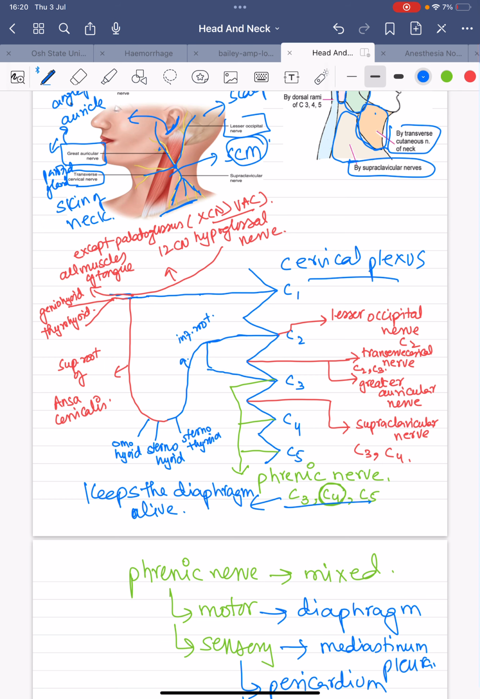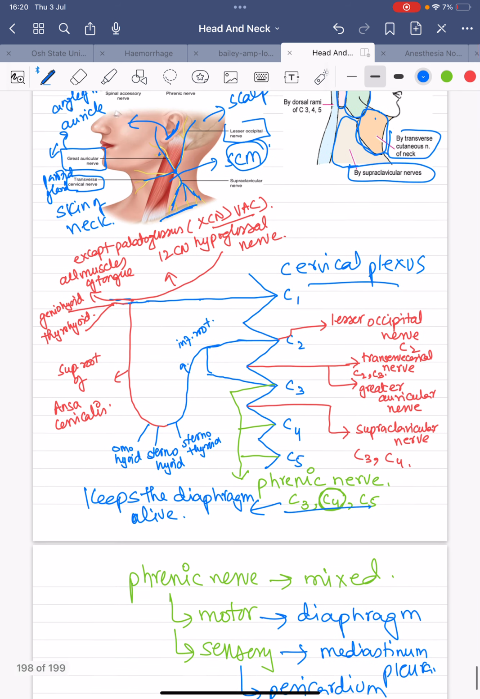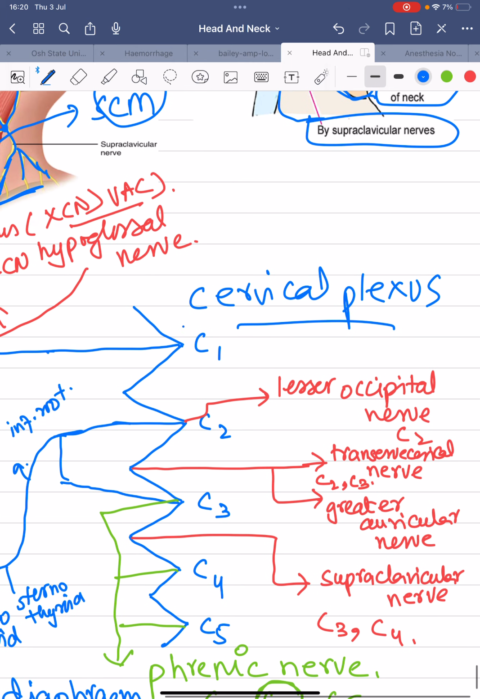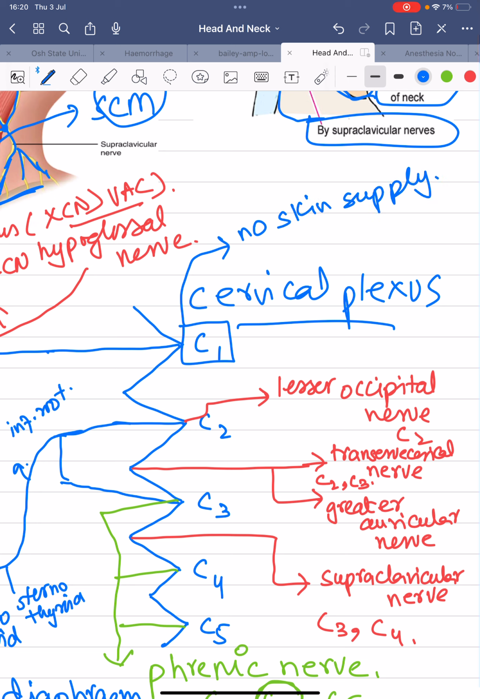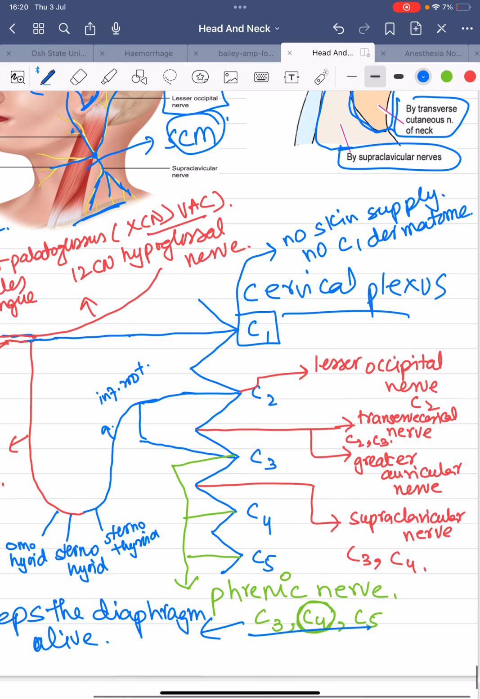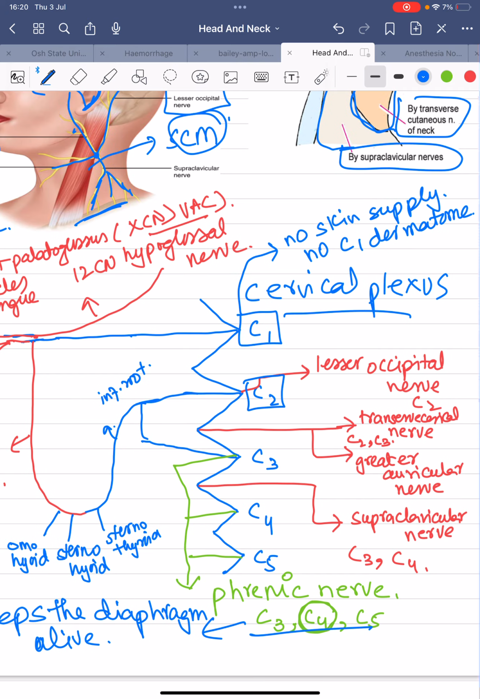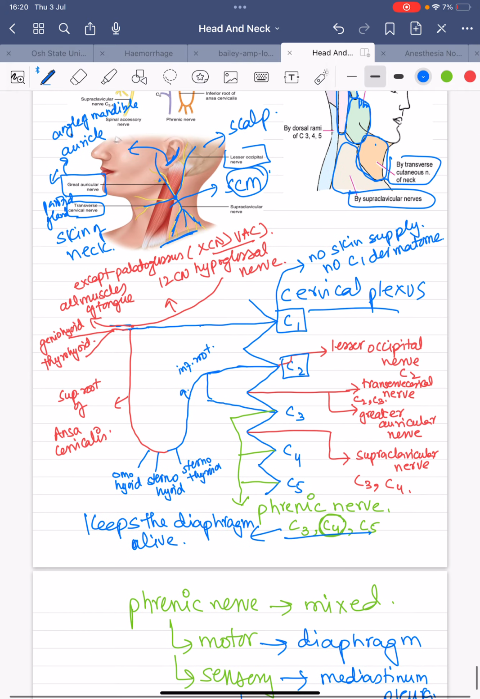Okay, and one last thing, please remember, in relation to your C1 nerve fibers, there is no skin supply of the C1 nerve fiber, so that's why there is no C1 dermatome. Dermatomes will start from your C2. Okay, so this is your topic of cervical plexus. I hope it is clear to all of you. Thank you.